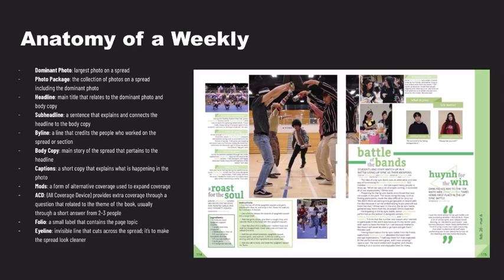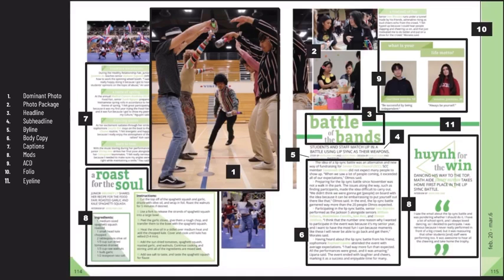Captions are a short story or a short copy that explains what is happening in the photo. Mods are a form of alternative coverage used to expand coverage. ACD stands for All Coverage Device, and it provides extra coverage to a question that relates to the theme of the book, and is usually through a short answer from 2 to 3 people. Folio is a small label that contains the page topic. Eyeline is an invisible line that cuts across the spread, and it usually makes the spread look cleaner. This shows all the parts and is labeled, and make sure you memorize this for an assignment.